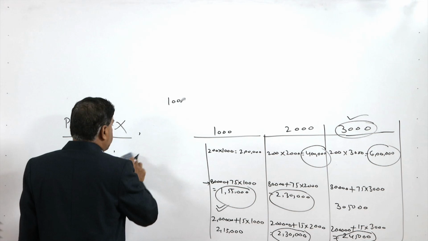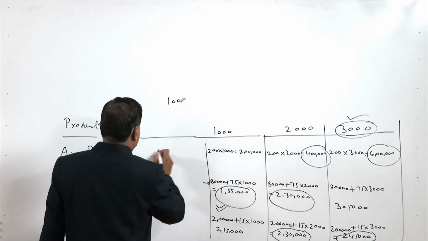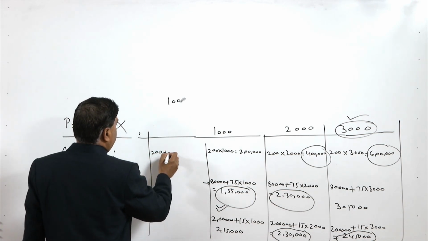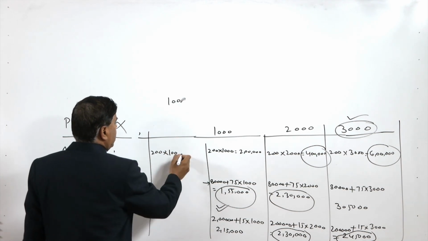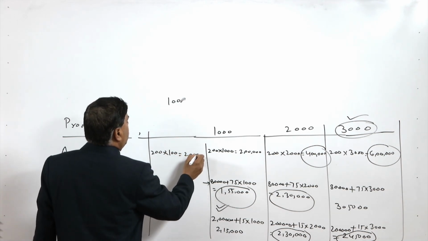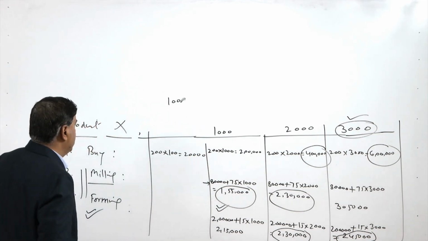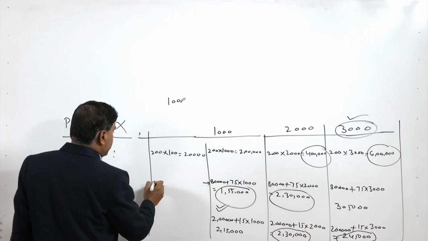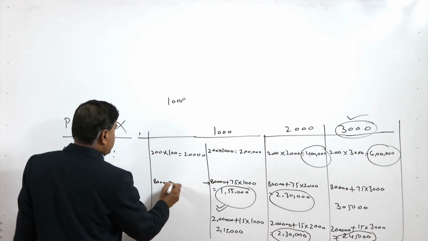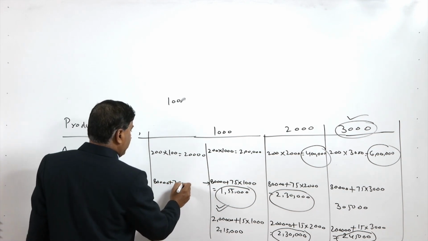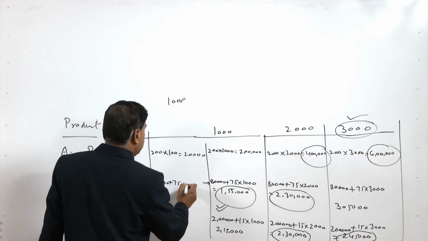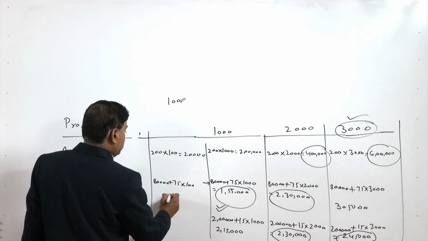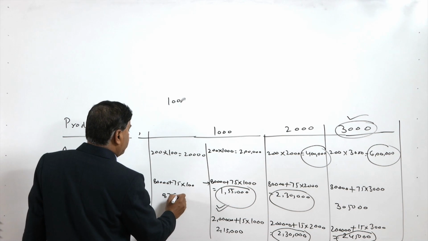So, we will get a clearer picture. Here, for 100 units, which option comes out to be the better one? For option A, 200 multiplied by 100 pieces, so 20,000 is the total cost. For option B, milling, it is 80,000 plus 75 multiplied by 100, so 80,000 plus 7,500.